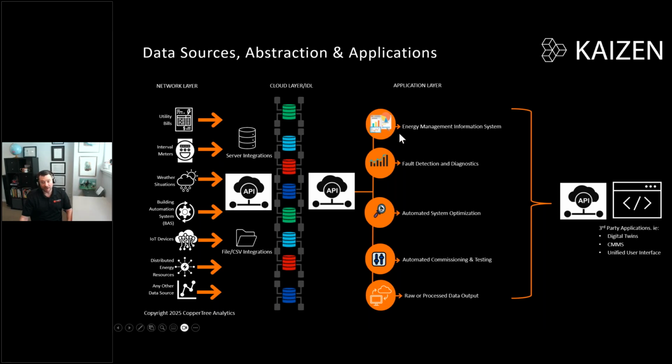So we have an energy information system, fault detection and diagnostics, and the two main topics we're going to be talking about today, which is automated system optimization and automated commissioning and testing. And again, API first, we've definitely embraced that, as have most vendors in the industry, so that we can mix and match. So if a customer has a cloud layer already, we can just start here, grab that data through an API and apply whatever of these application layers that we want to do. Or, again, if the client only just wants data out, then they just pull that data out through the APIs.